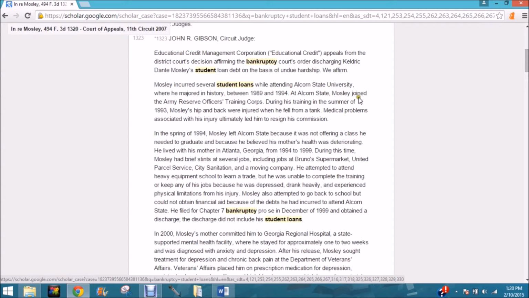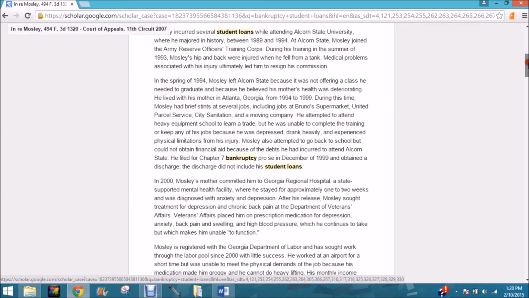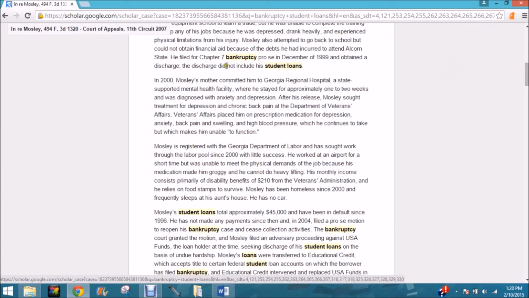Now here we start with the facts. And we have the guy who hurt himself while at school. And let's see, in '93, yeah, so he was still at school. Okay, he left the school, and then he couldn't go back to school, because he had debts which he hadn't paid, and so he couldn't go back. And he declared bankruptcy and got the other debts discharged, but not his student loans.